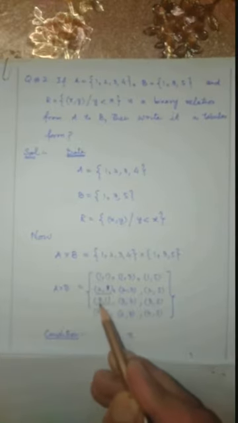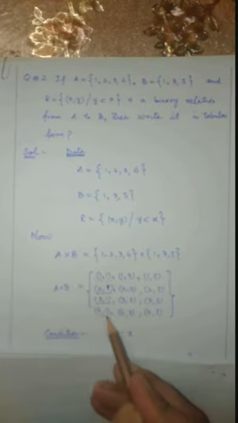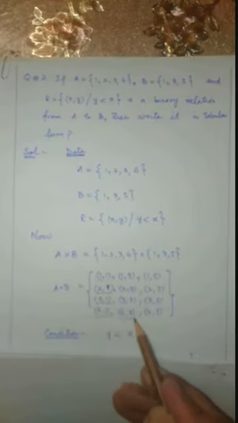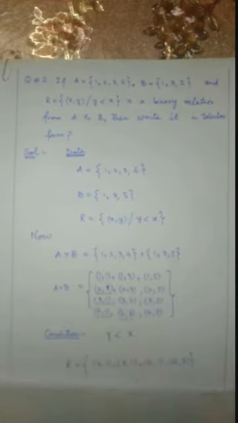In this ordered pair, y is less and x is greater. So the answer is (2,1), (3,1), (4,1) and (4,3).